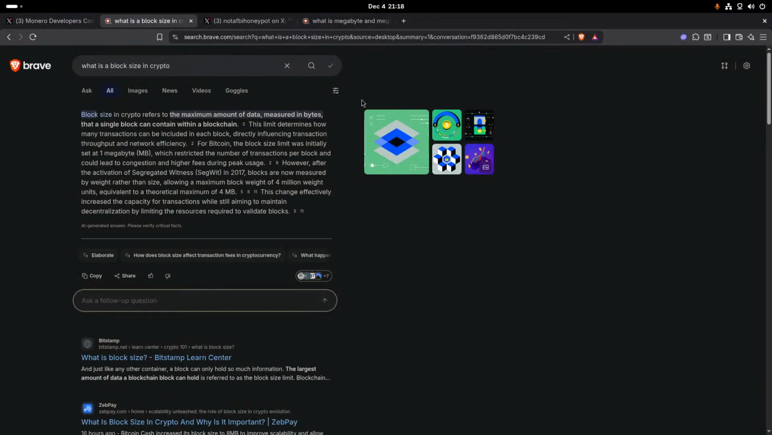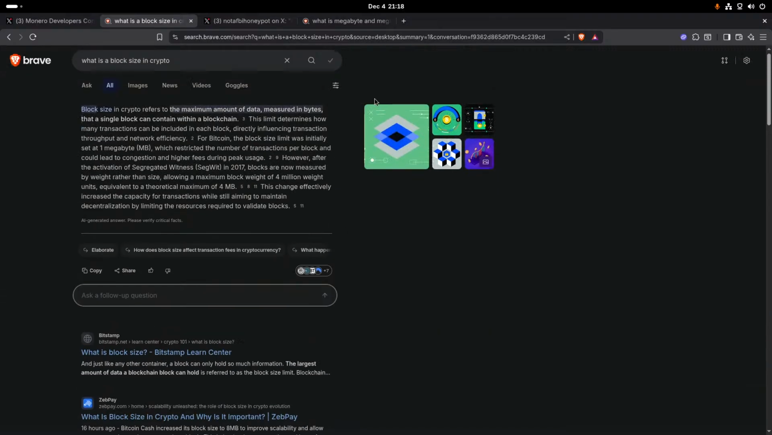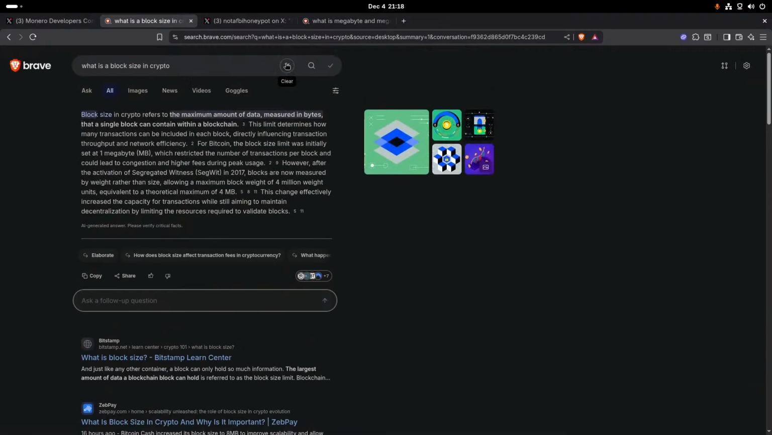What is a block size? Okay, so we know what a block size is. It's the maximum amount of data measured in bytes that a single block can contain within the blockchain.